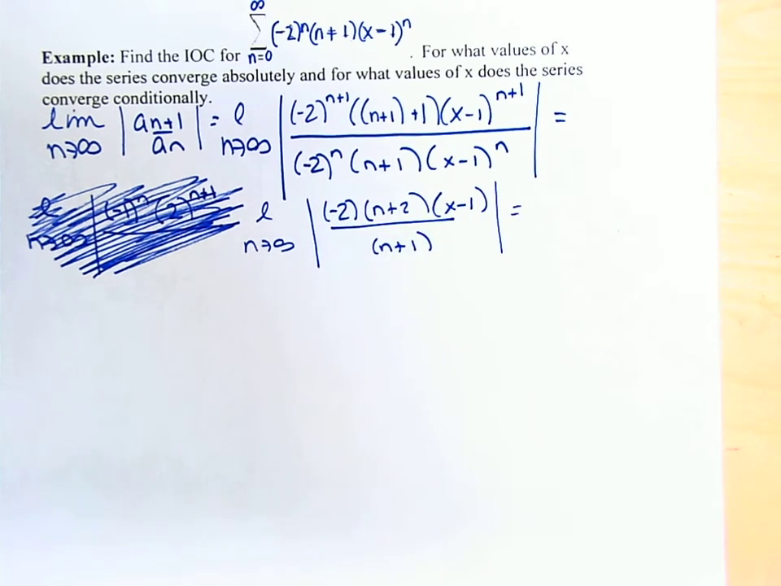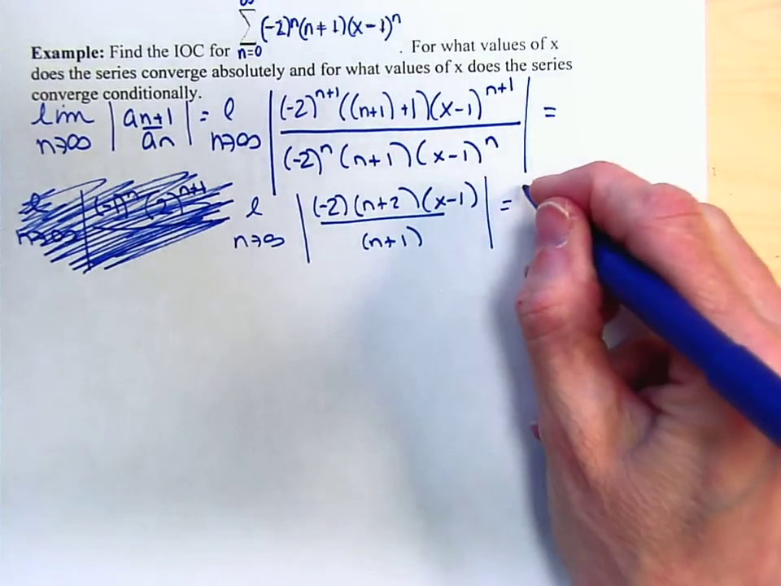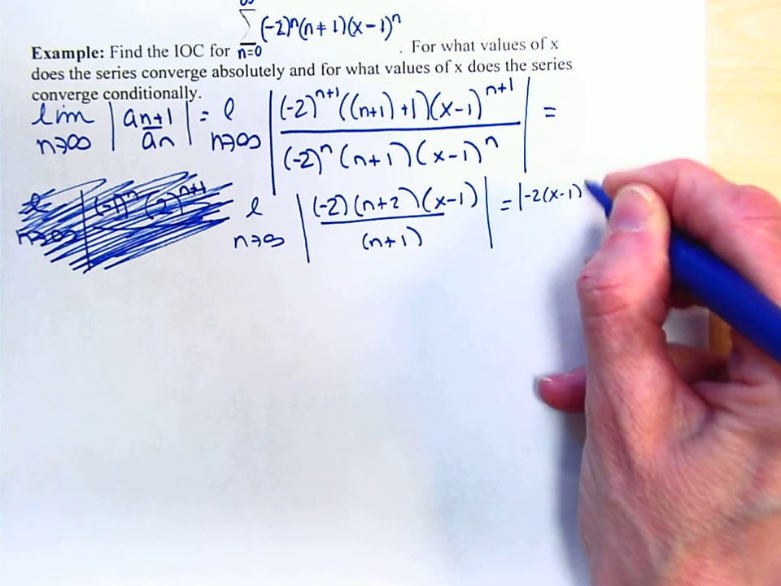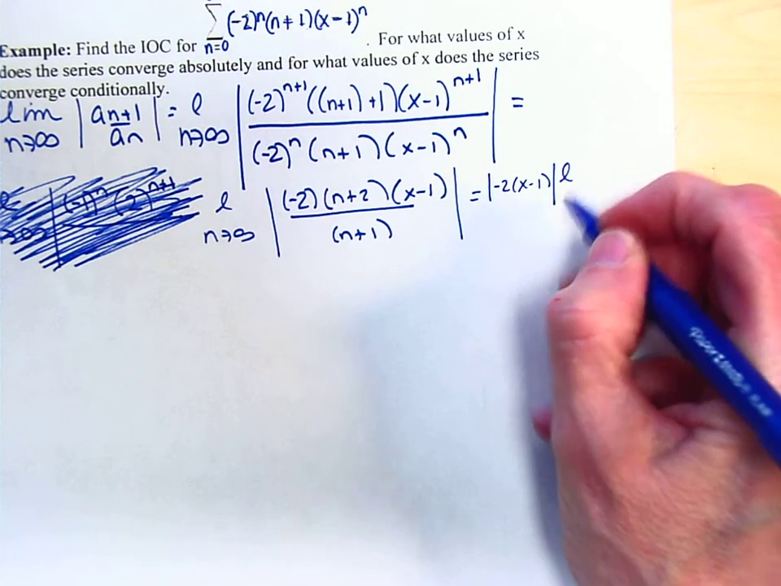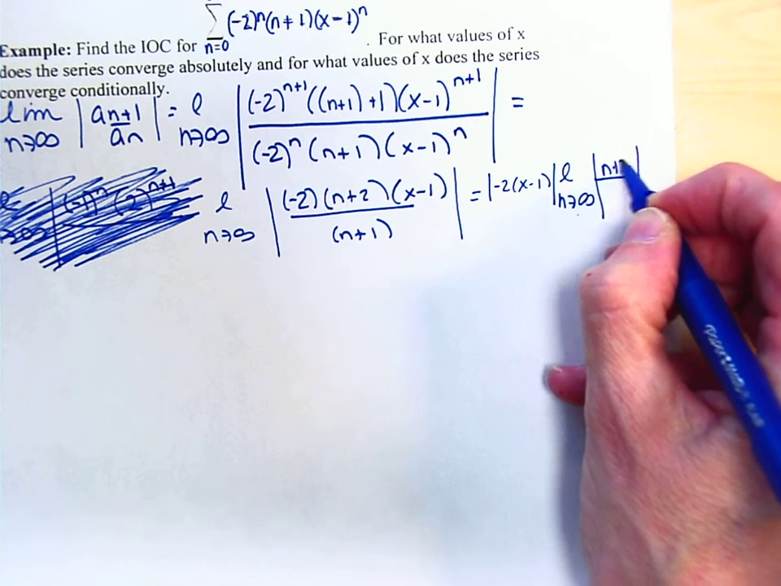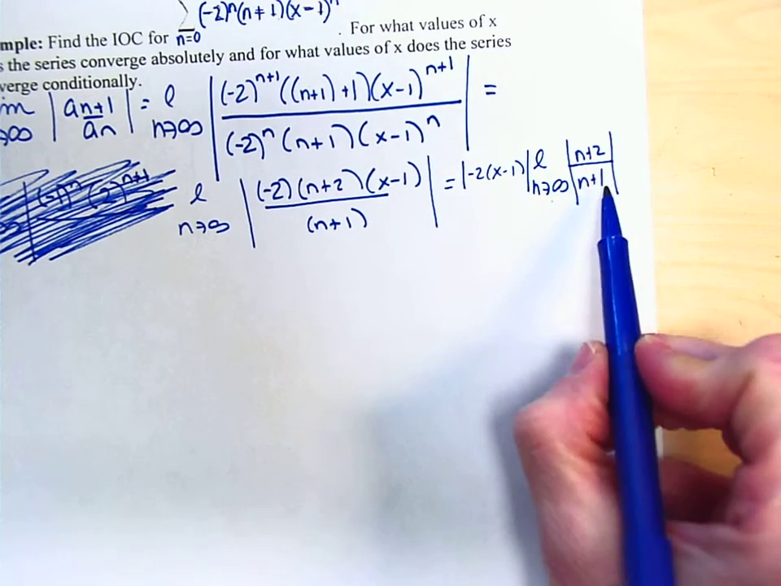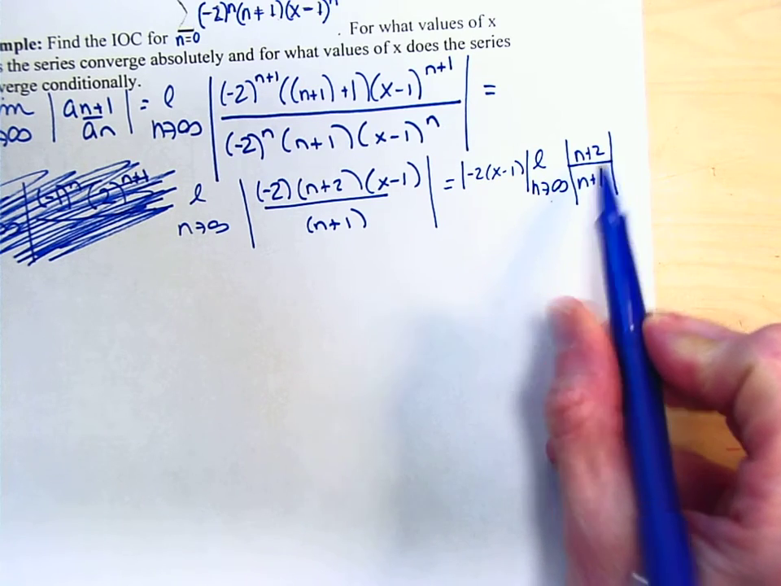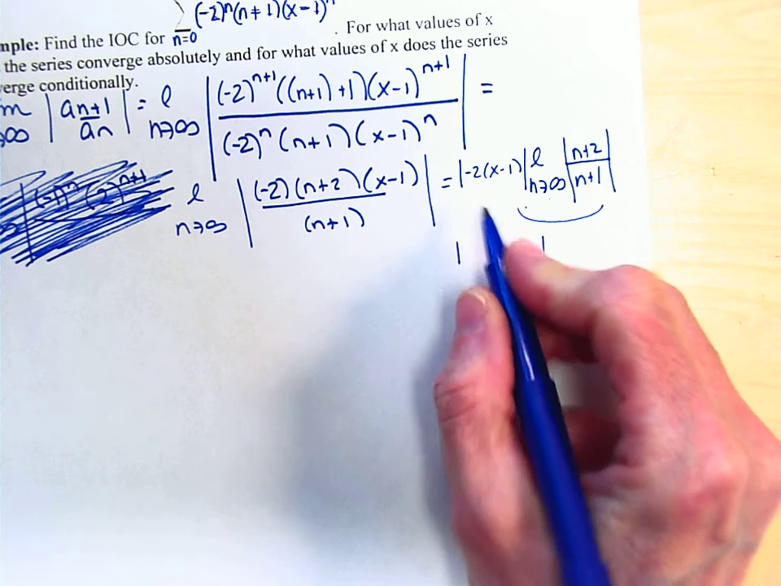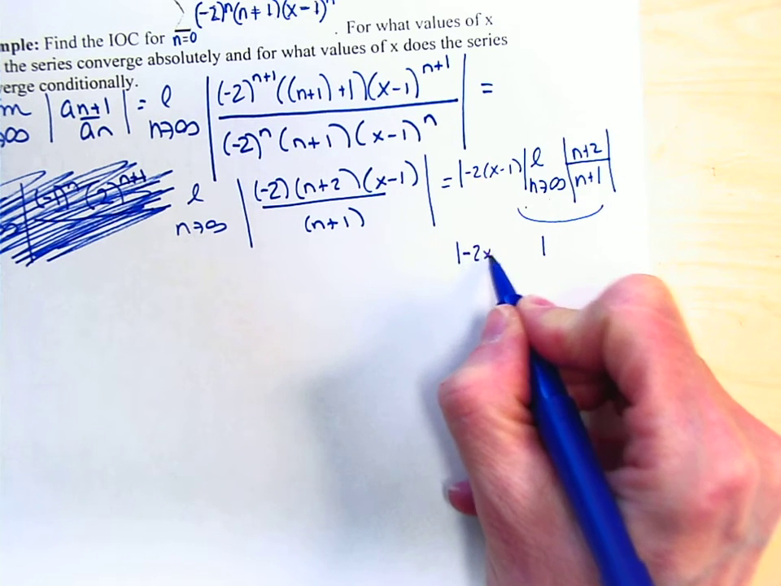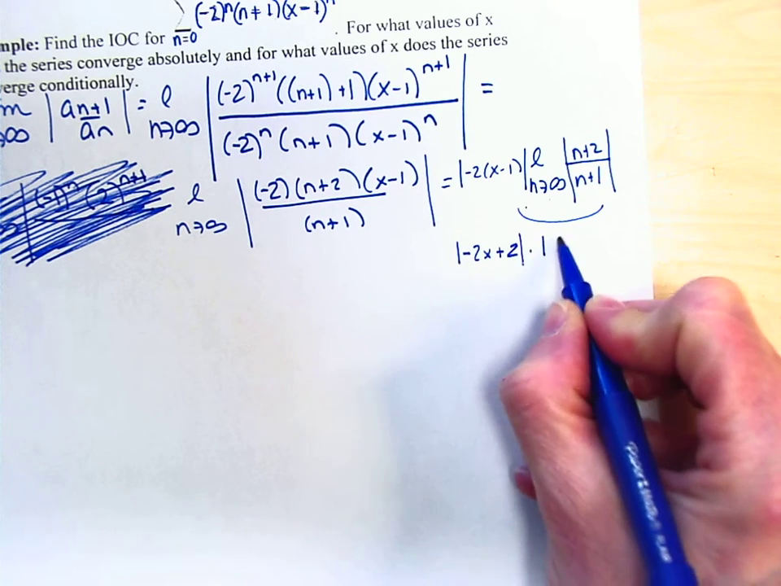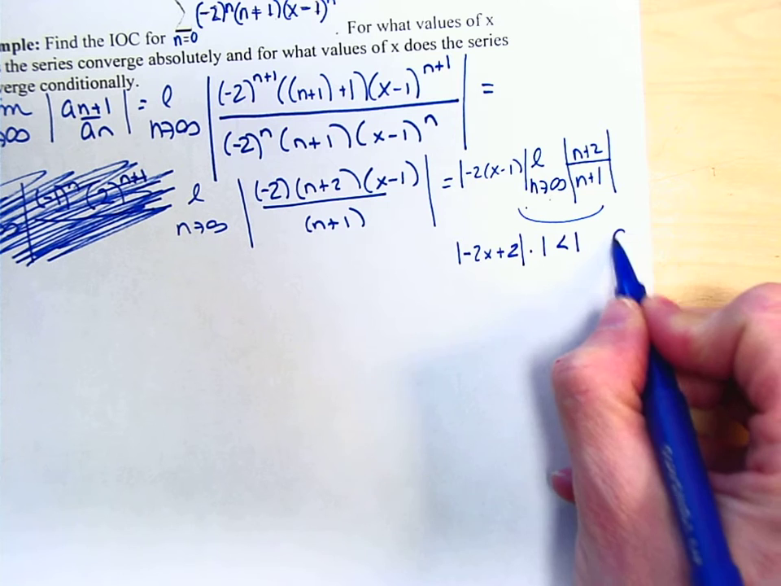Alright, now anything that does not involve n gets pulled out front. So that means the absolute value of -2 times x minus 1 times the limit as n goes to infinity of the absolute value of n plus 2 over n plus 1. So this limit is infinity over infinity, do L'Hopital. We can see that this goes to 1. So we have the absolute value, let's distribute, minus 2x plus 2 times 1. It's got to be less than 1 for convergence.